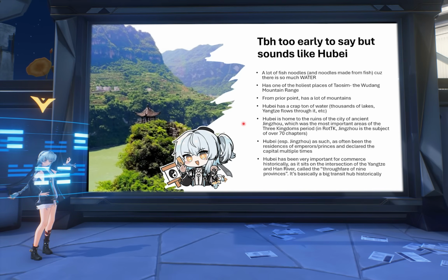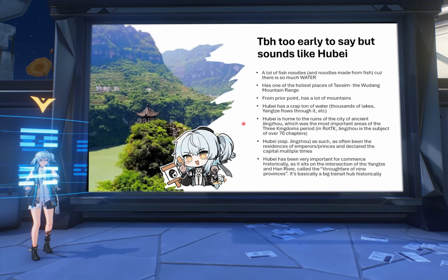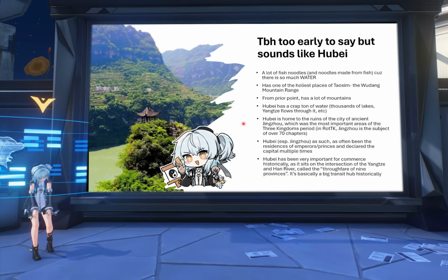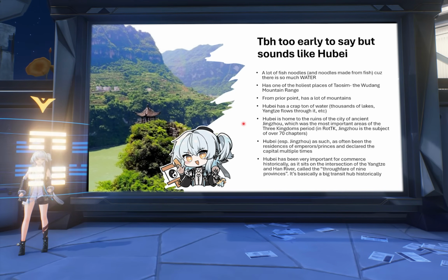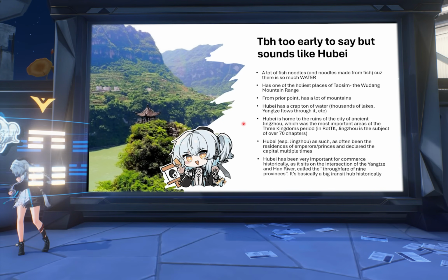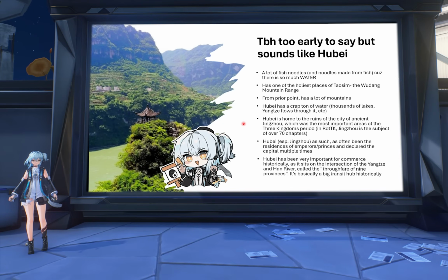First things first, fish noodles, right? Hubei has a lot of fish because it has a lot of water. And there's a lot of fish dishes, freshwater fish dishes, and Hubei even makes fish noodles, which is basically, you beat fish meat into dough to make noodles made out of fish, if you guys can understand what that means, right?